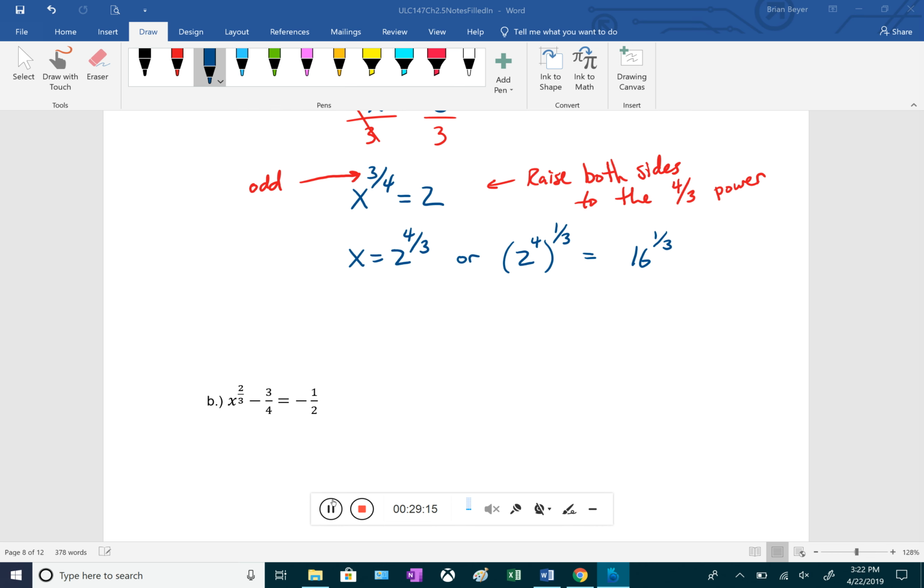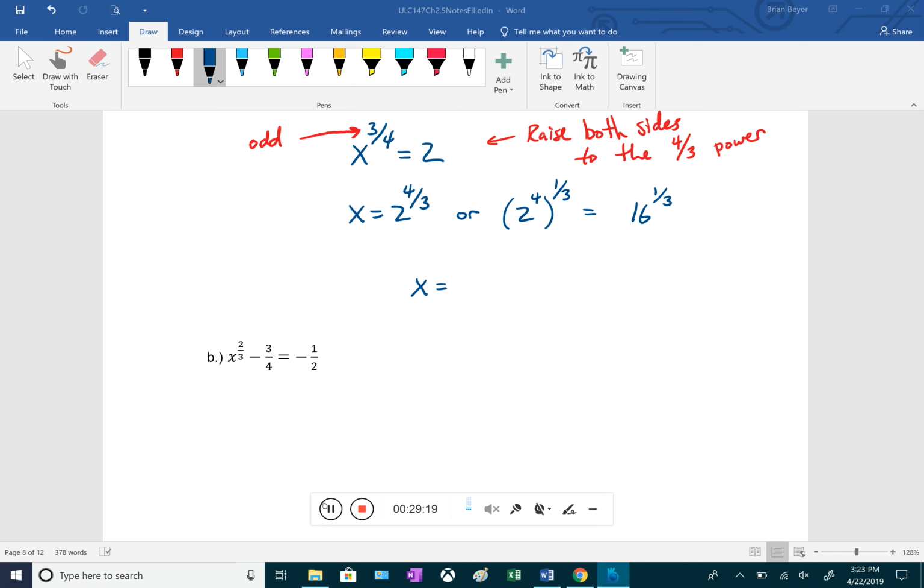Okay, so that's going to be x equals 16 to the 1/3, or I'll put it up here. I'll just leave my answer like that, so it's, I already have too much going on here. So 16 to the 1/3 power. So whatever the cube root of 16 is, not a super nice number. It'd be 2 point something.